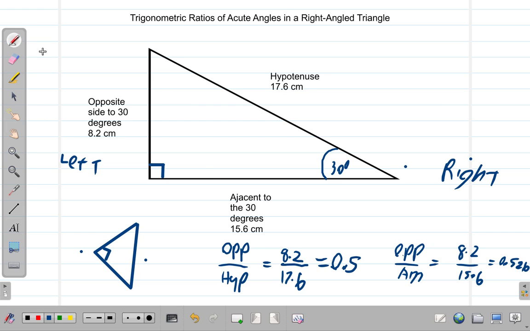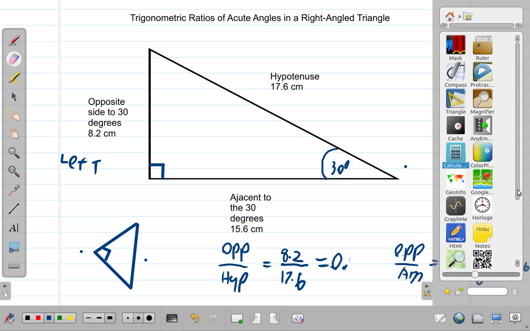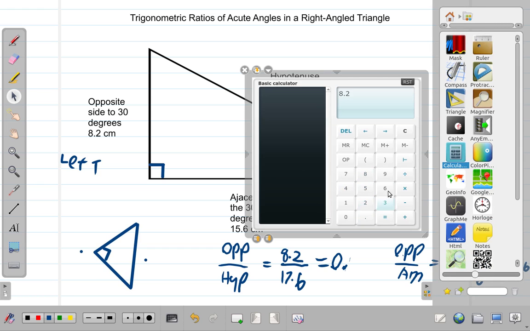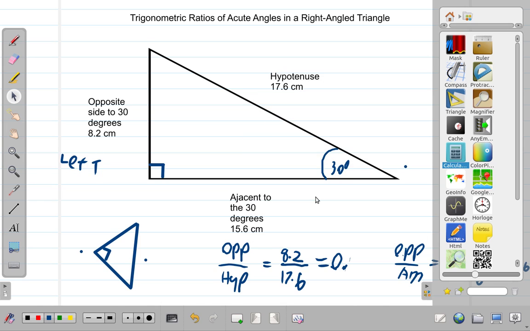This was what? Let's put it to three decimal places. We're taking off too much. This was 0. How much again? Let me try and remember. 8.2 over 17.6 equals 0.466. So we have 0.466.